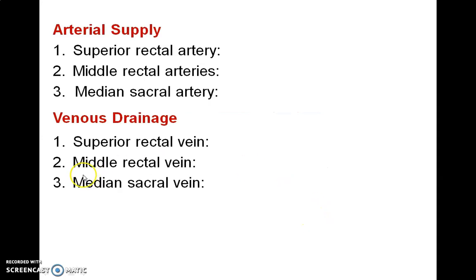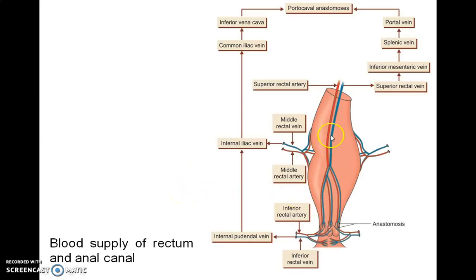Venous drainage of the rectum is by the superior rectal vein, middle rectal vein and the median sacral vein. See here, the superior rectal vein is formed from the internal venous plexus present in the submucous coat of the anal column. It becomes tributaries and ultimately forms the superior rectal vein, which drains into the inferior mesenteric vein and ultimately into the portal vein.